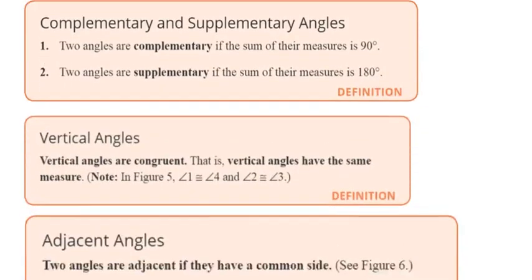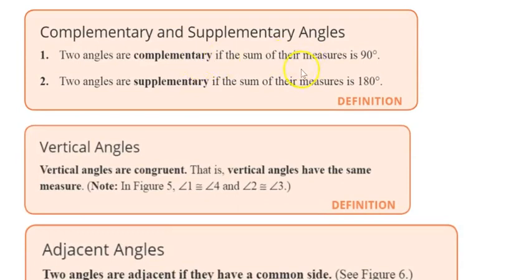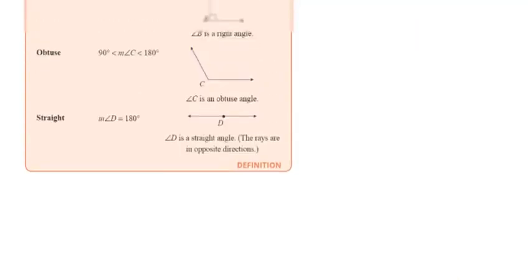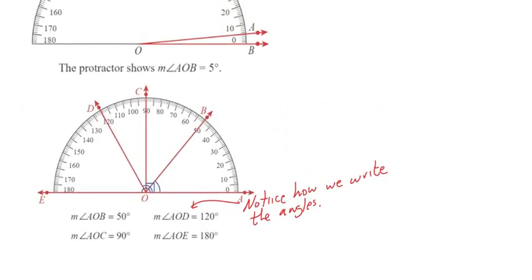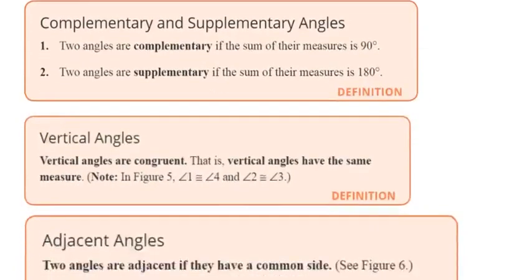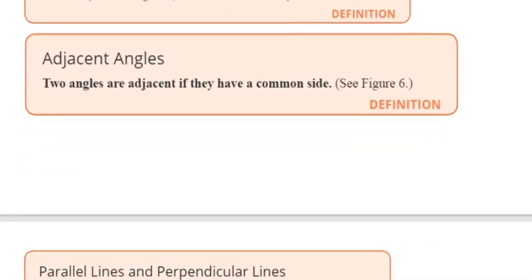Complementary and supplementary. Okay, complementary angles just means the sum of the two angles equals 90. Supplementary means 180. Vertical angles are congruent. That is, vertical angles have the same measure. Note in figure 5, 1 and 4 and 2 and 3 are congruent angles. Let's see, did I get figure 4 here? Maybe I did. No, I didn't on this one. But I'm going to show you plenty of those.